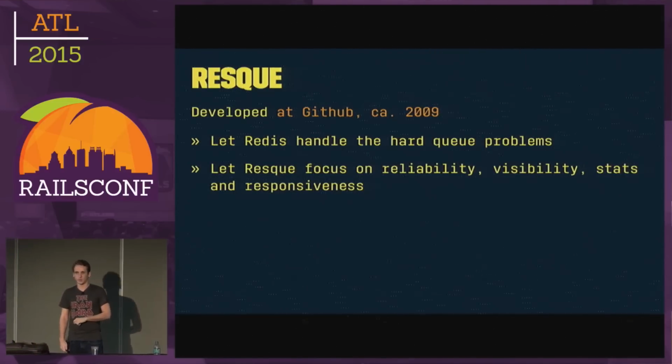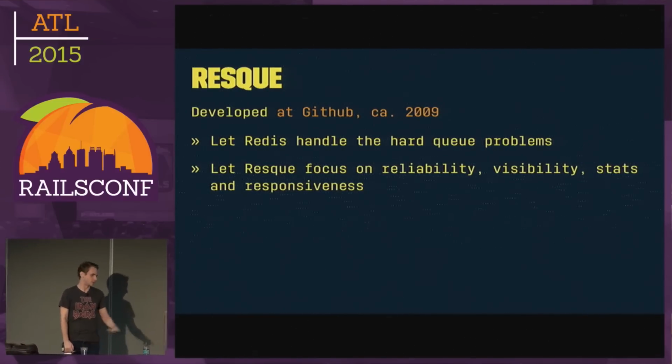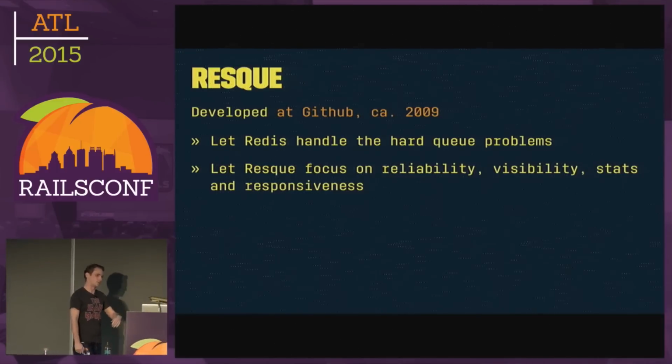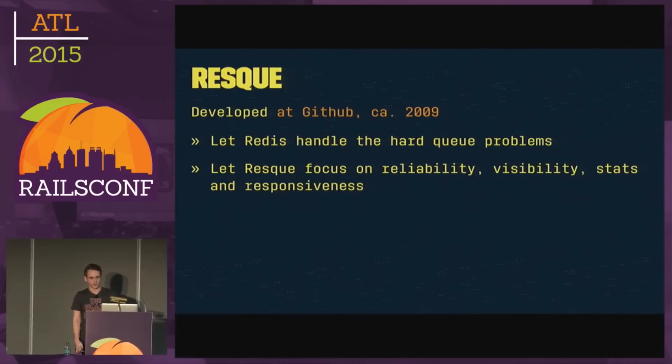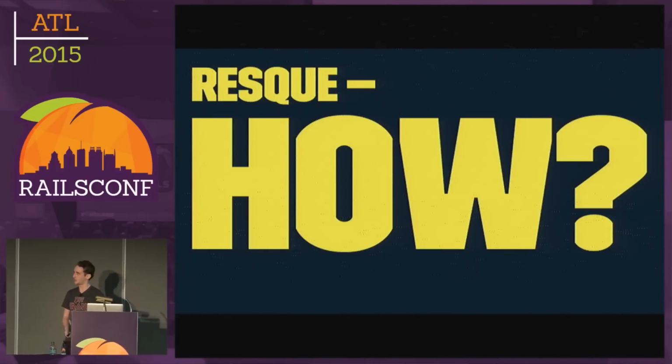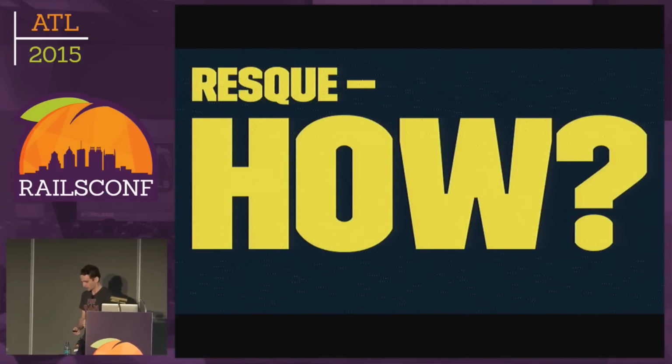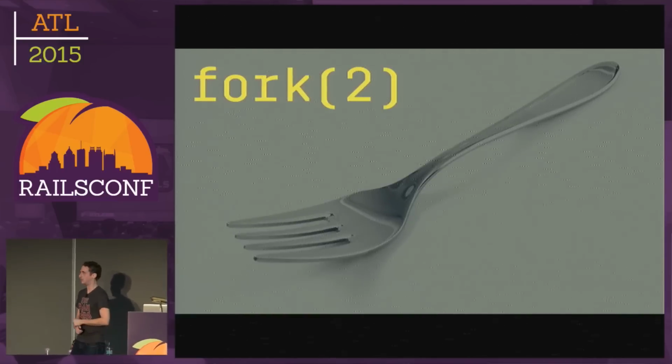And let's write some Ruby code to focus on the other things that we care about, which are, this is a more or less direct quote, but the ones I'm interested in are reliability and responsiveness, especially. So that sounds great, those are great goals. The big question is, how are we going to do that? And the answer to that question is using forks.